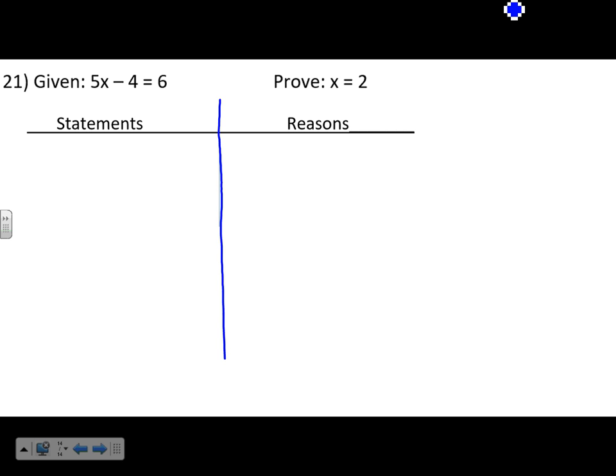So the first thing I do is I write out my given. 5x minus 4 is equal to 6, and the reason for that is given. Now, before I do my proof at all, this is what I want you guys to do. Over here off to the side, 5x minus 4 is equal to 6. Solve that problem. Before I do anything, I want you to solve that, and we better get x is equal to 2, unless I did something wrong, which is very possible.